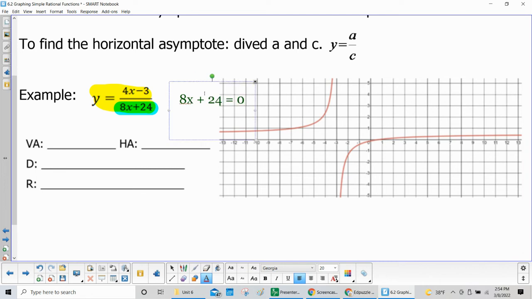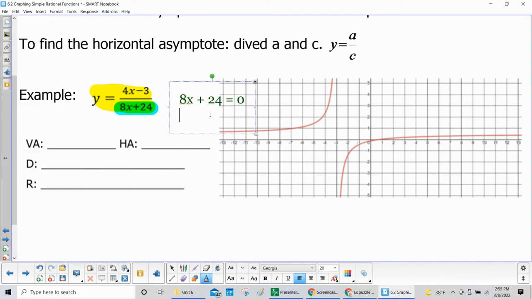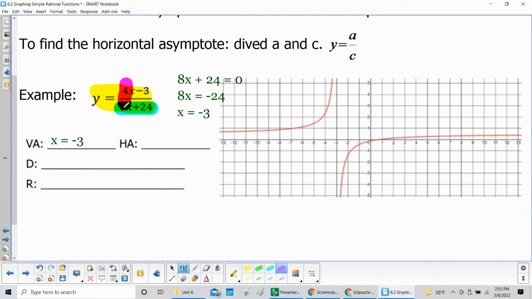And so if I was going through solving this, I would have 8x equals -24, and then I would divide by 8 on both sides, and so I would have x equals -3. So that would give me my vertical asymptote, x equals -3. My horizontal asymptote would be the x's being divided. You can't see that anymore, so let me not do that color. Let's see if I can do this. There we go, that works.